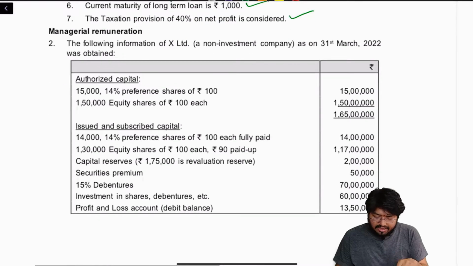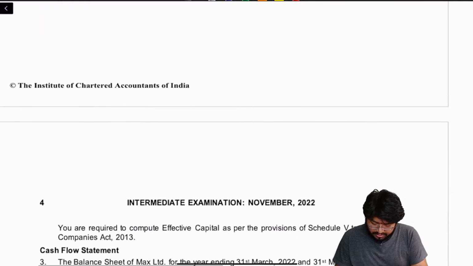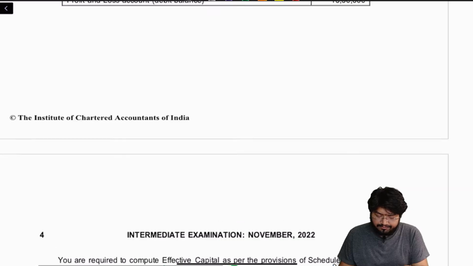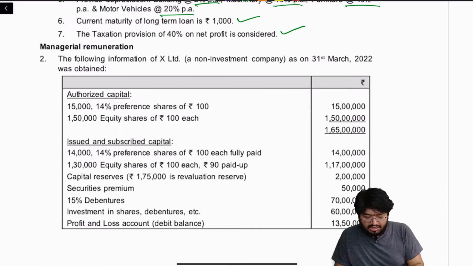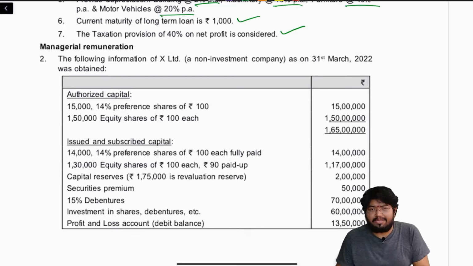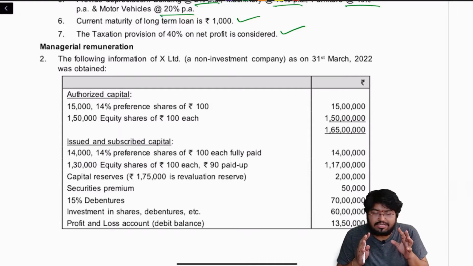The second question is about calculating effective capital. It is given as managerial remuneration, but we are going to understand effective capital. Okay. Now, what does effective capital mean? Effective capital is something which I use for calculating managerial remuneration. What is the percentage we are supposed to pay is something which we will discuss later. Okay. Now let's read the question and then we will solve it.